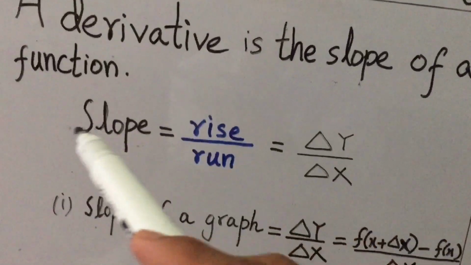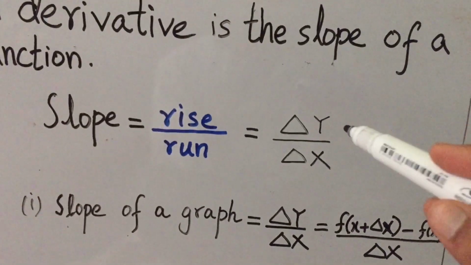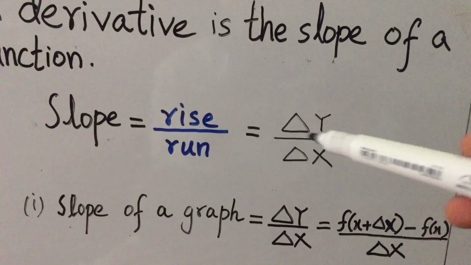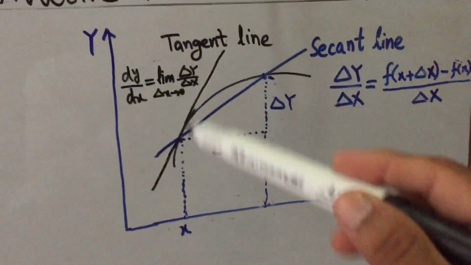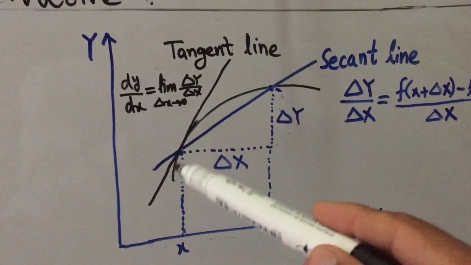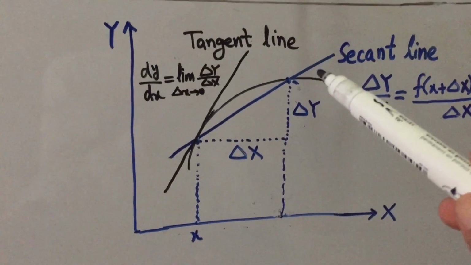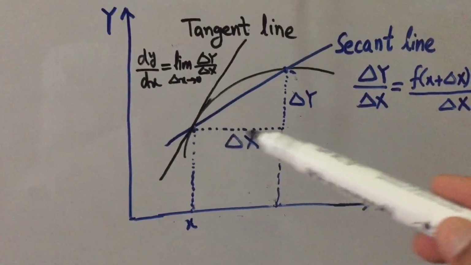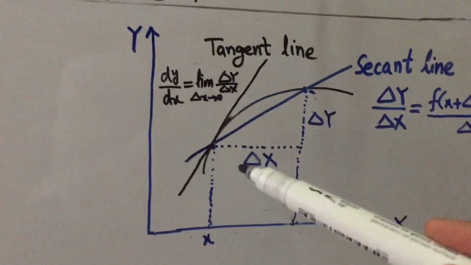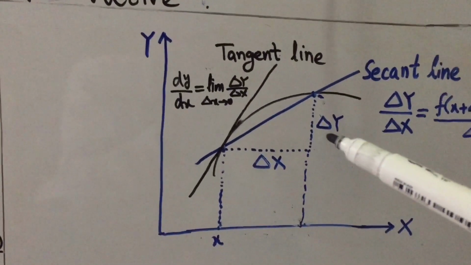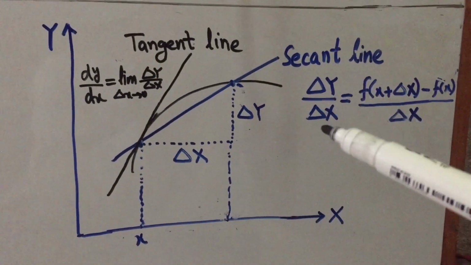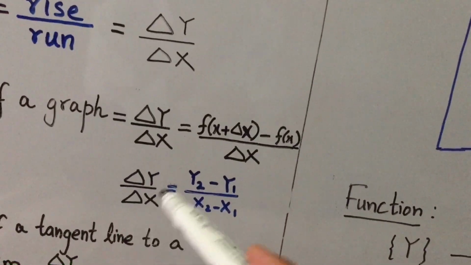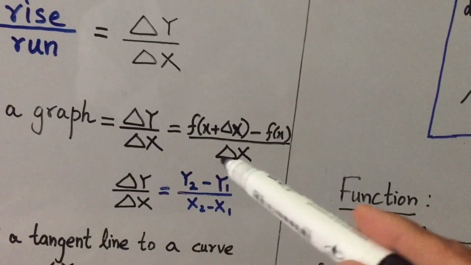What is slope? Slope is a ratio between two quantities, y and x. We can memorize this ratio as rise over run. See this graph. This is the y-axis, this is the x-axis, and this is a curve. See delta y and delta x. This blue line passes through two points of the curve. This is the changing y, and this is the changing x. This ratio is the slope of a graph. The slope is delta y over delta x, which is y2 minus y1 over x2 minus x1: the changing y due to the changing x.